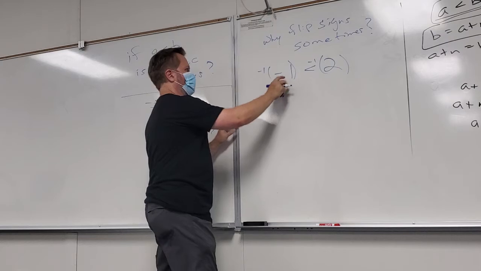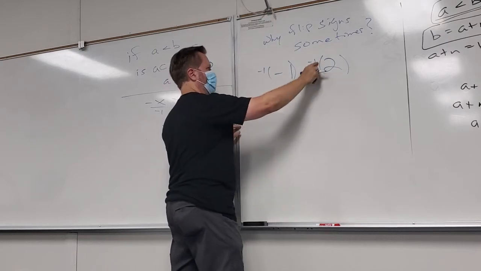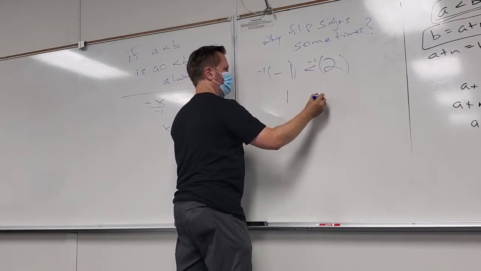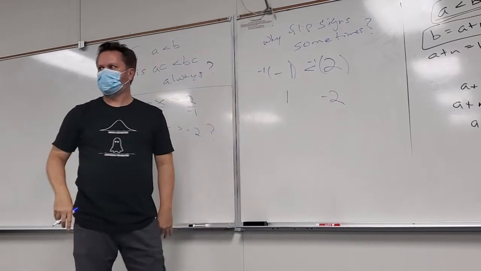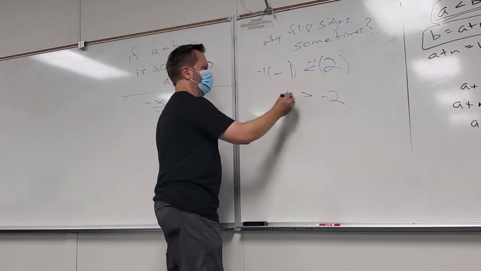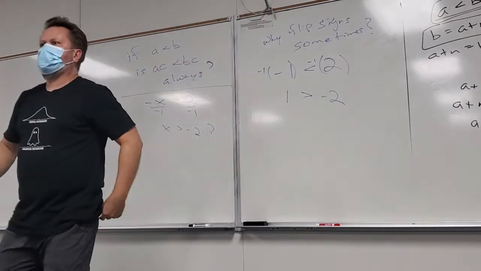Yeah, so this becomes a +1. -1 times 2 is -2. Which one's bigger now? The 1 is bigger. What just happened? Yeah, so why do we flip the sign?